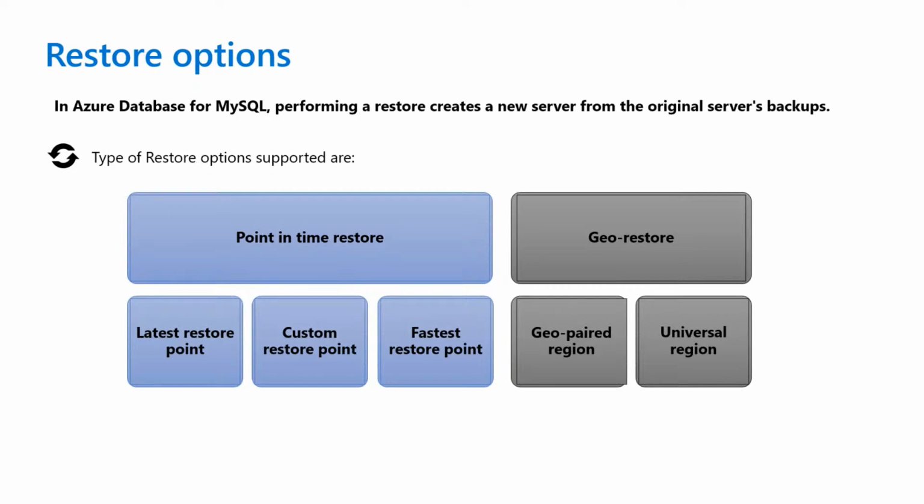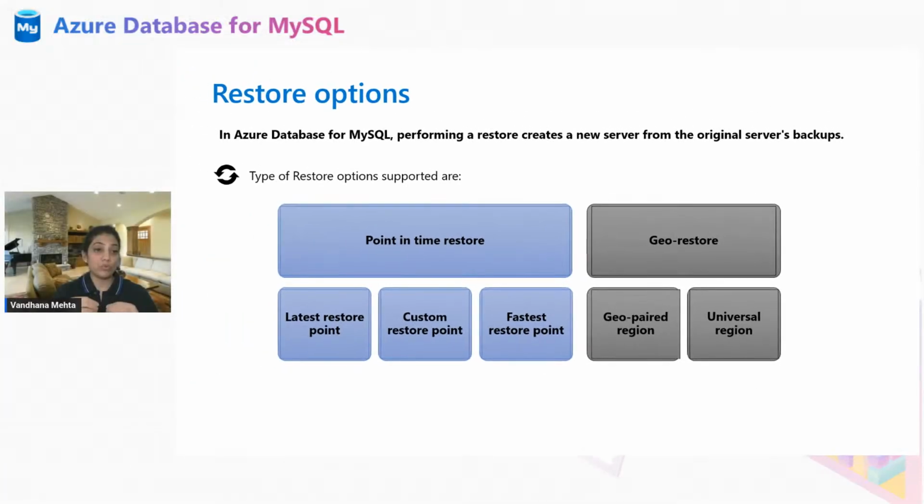Within point-in-time restore, there are three variations that you can leverage to meet your recovery objective. First is the latest restore point. As the name suggests, this brings your database back to the most recent possible moment using the latest available binary logs and latest available snapshot. It's ideal for recovering from unexpected outages.